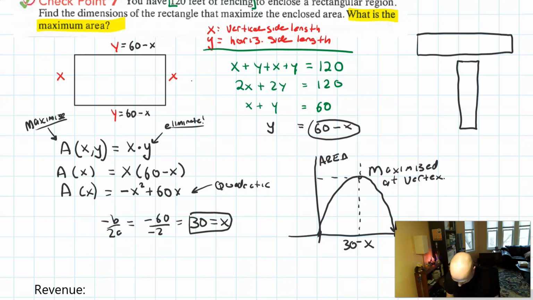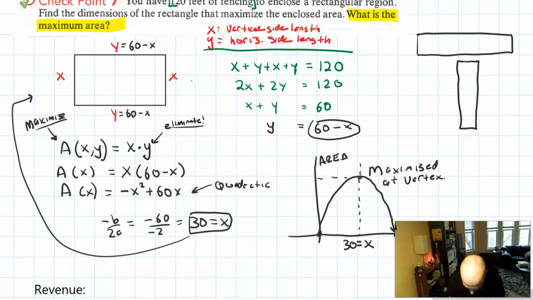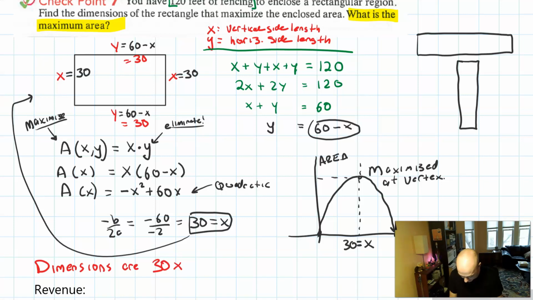So I can put that kind of on this graph. And then I can start to also fill this back in to the diagram. Right? In the previous problem, I didn't have a picture, but now I do. If x is 30, this x is also 30. 60 minus x, so 60 minus 30 is also equal to 30. And y here is also equal to 30. So the dimensions are 30 by 30 for an area of 900.